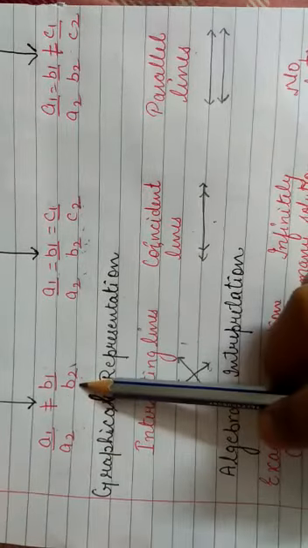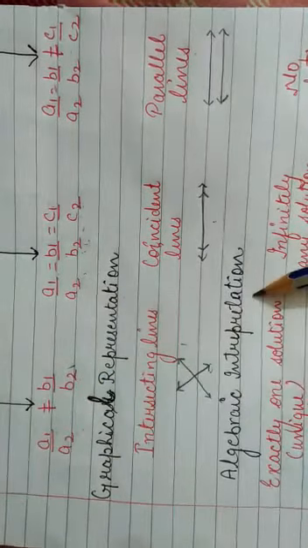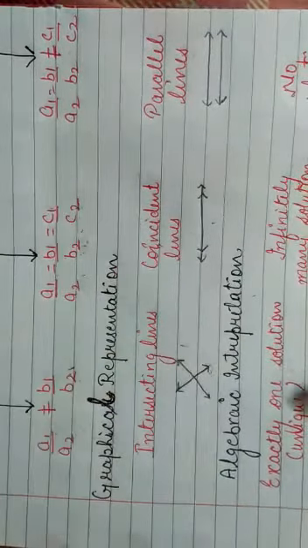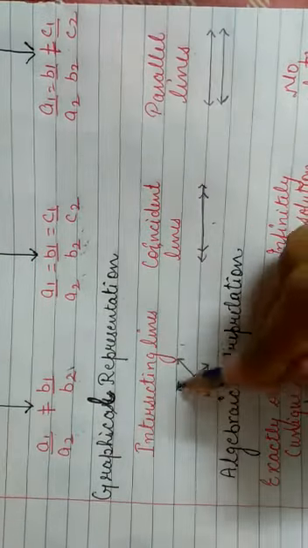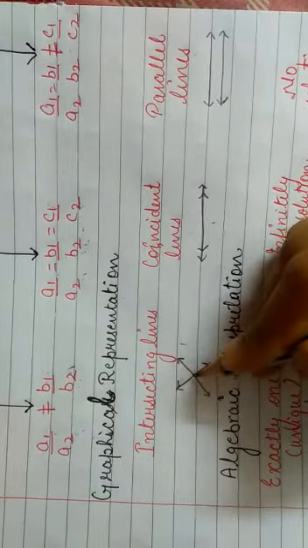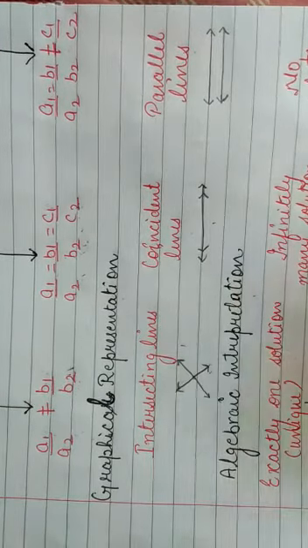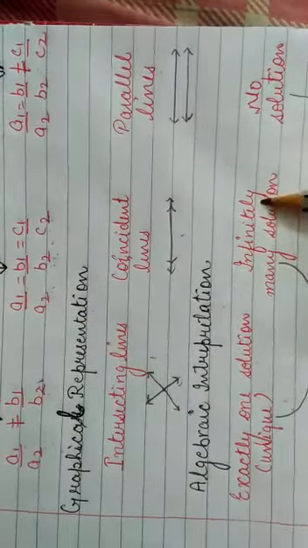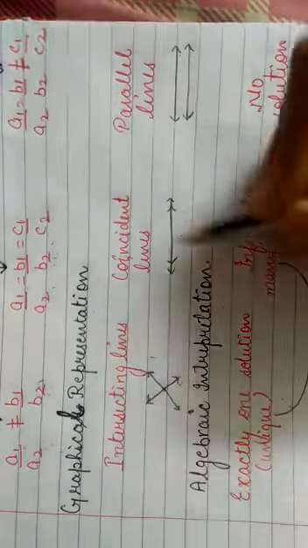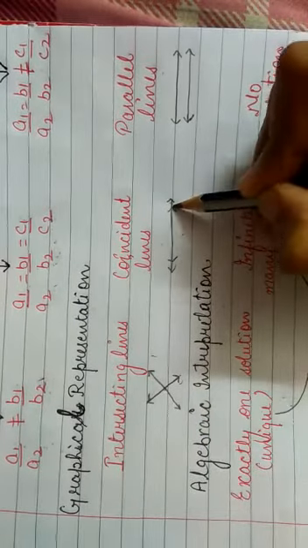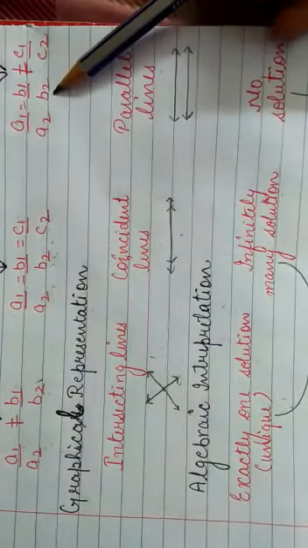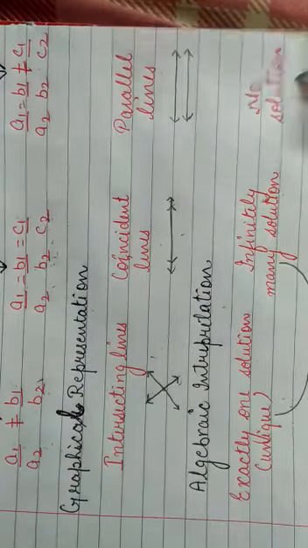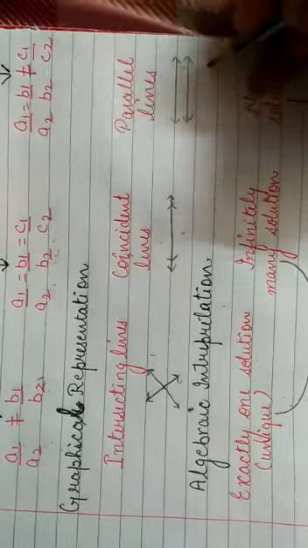Next, the algebraic interpretation. If a1 upon a2 is not equal to b1 upon b2, we have exactly one solution. Why? Because these are intersecting lines and they intersect at one point. For the second case, we have infinitely many solutions. Why many? Because these two lines intersect at many points. Next, if this ratio occurs, then the lines will be parallel and there will be no solution, because parallel lines will never meet each other.